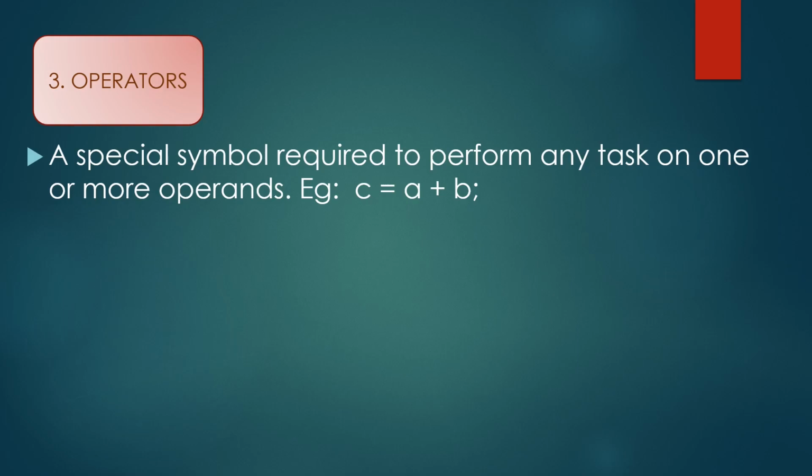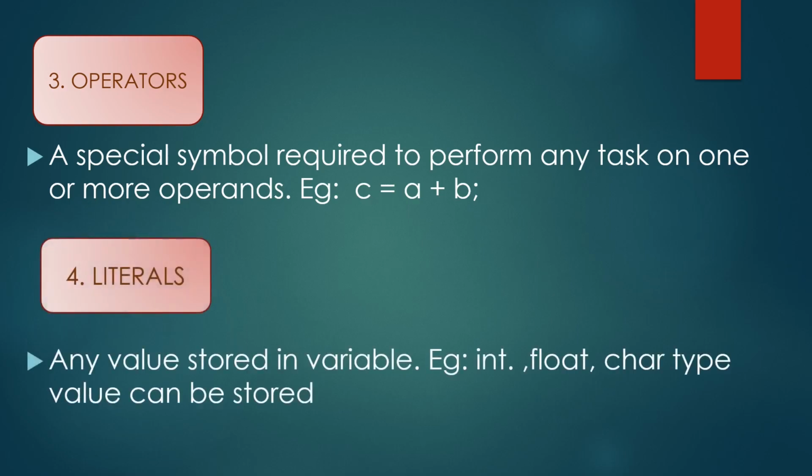Now we will have another term called literals. Literals are nothing but any value that is stored in a variable. As we have seen in the previous slide, int a equals 10. There 10 is an integer type of value that is stored in variable a. So examples of literals are int, float, char values that can be stored in a variable.